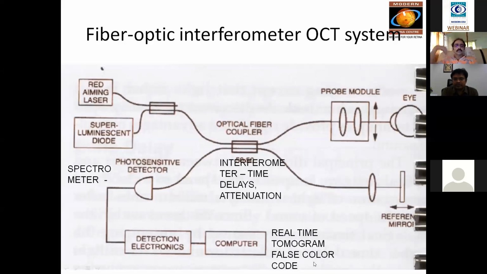the color coding that we see is just a false color coding. It's not the true color of the tissues there. It's just a false color coding. By this we get an OCT tomogram report.